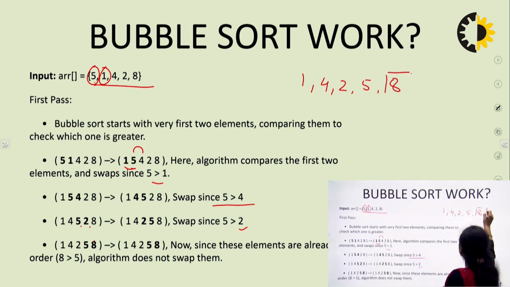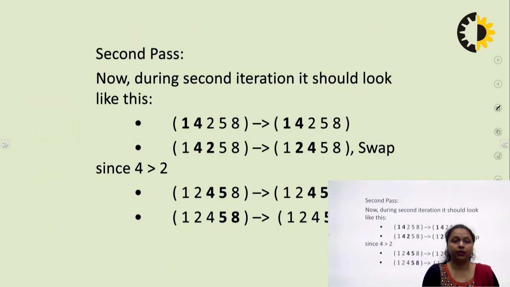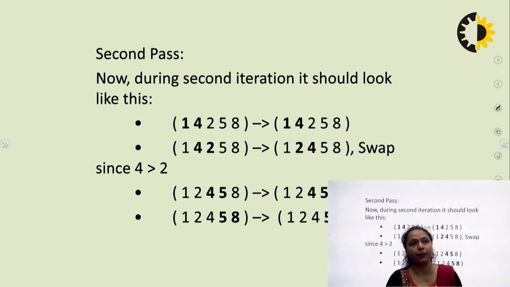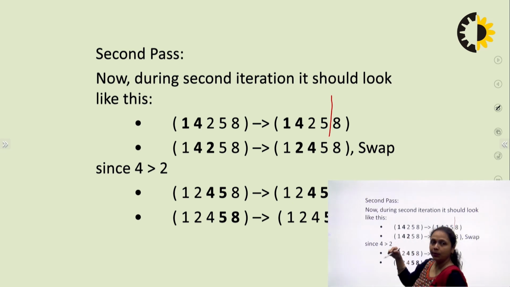Now 8, the last element of the list, is at its correct position after the first step. Next, we will move toward the second pass. During the second pass, the second iteration, the same process will repeat itself, but up till the second last element, up till this position.